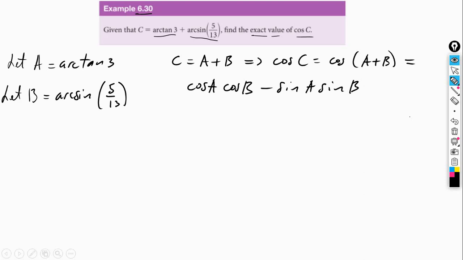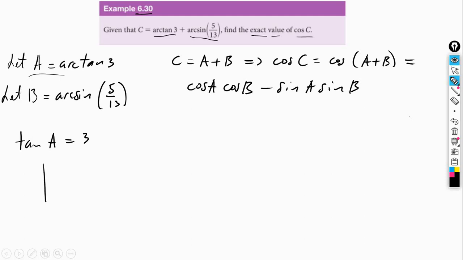So that means that we need these values for cosine of A, cosine of B, sine of A, and sine of B. What we have is this here, right? We know that A is equal to arctangent of 3. So that means that tangent of A is equal to 3. Now this allows us to find the other trigonometric ratios, right?